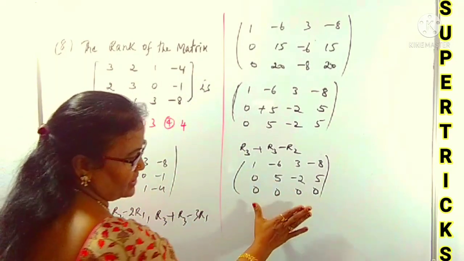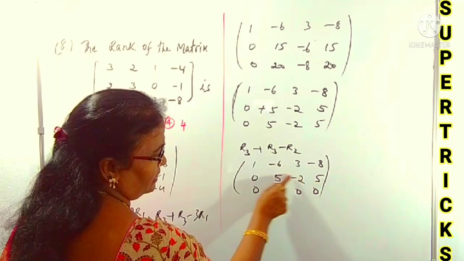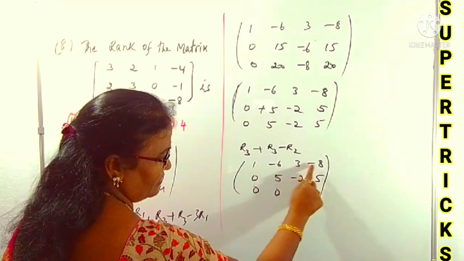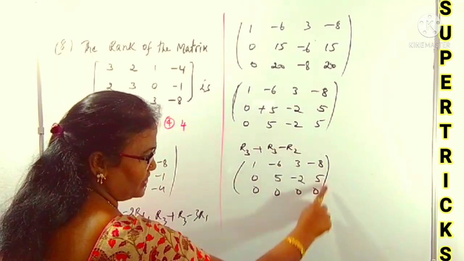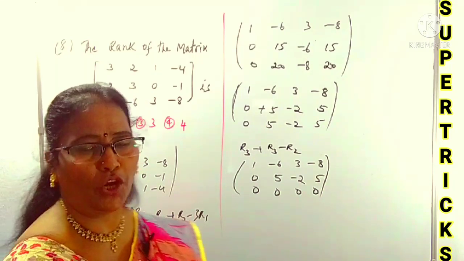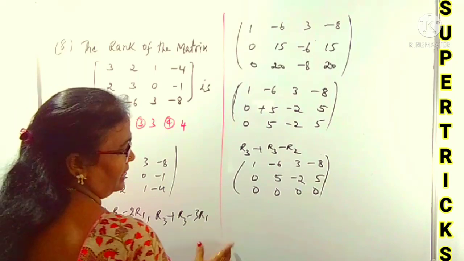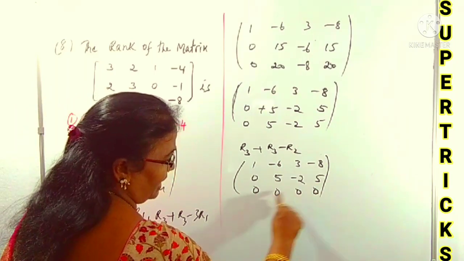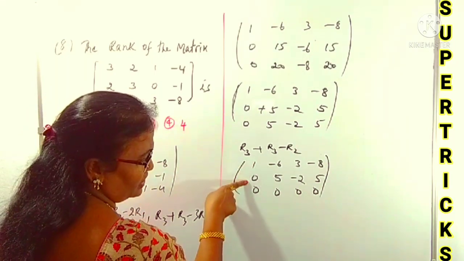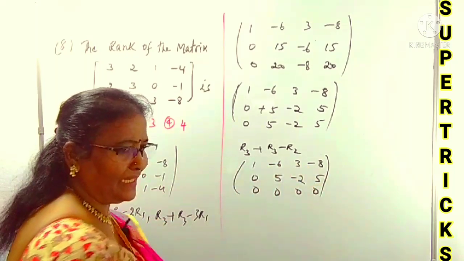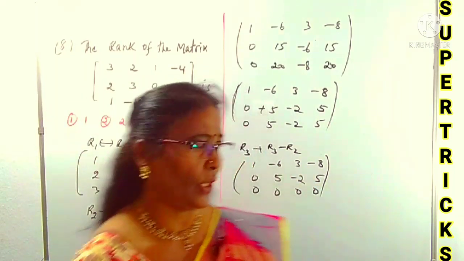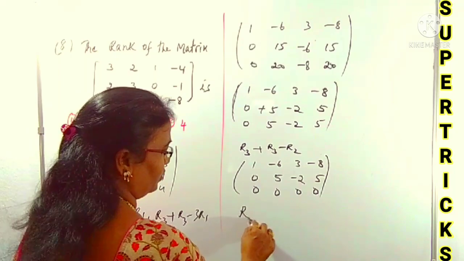Most probably we can reduce to zeros. We cannot do anything more for this row, and we cannot do anything for this one either. After reducing to this form, it is called the echelon form. We can observe how many non-zero rows there are. Here this is a completely zero row. Other than this row, there are 2 non-zero rows. That number indicates its rank. Okay, the rank of this matrix is now 2.